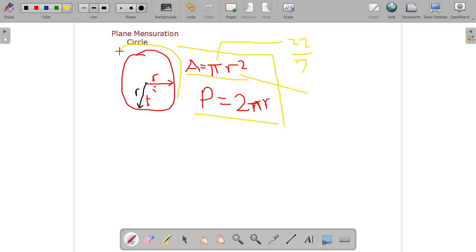As we said in the last session, the area is the content of any space, while the perimeter is the distance around the circle. So now let's begin to solve questions.